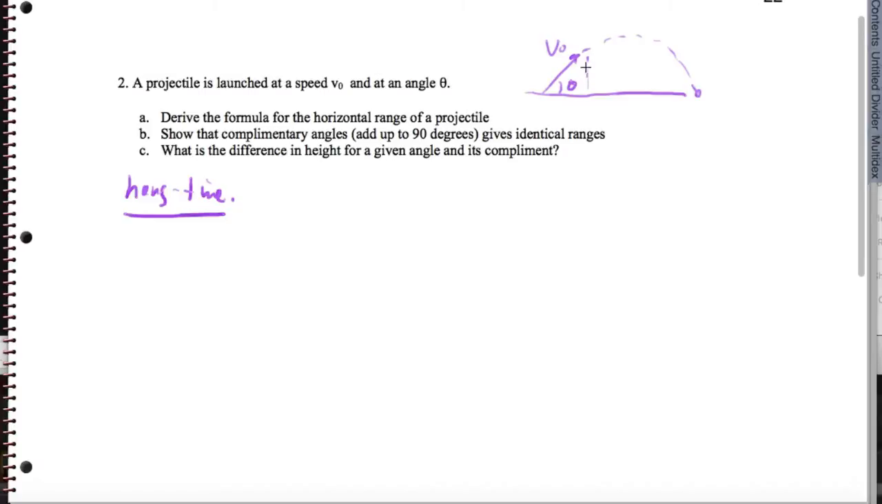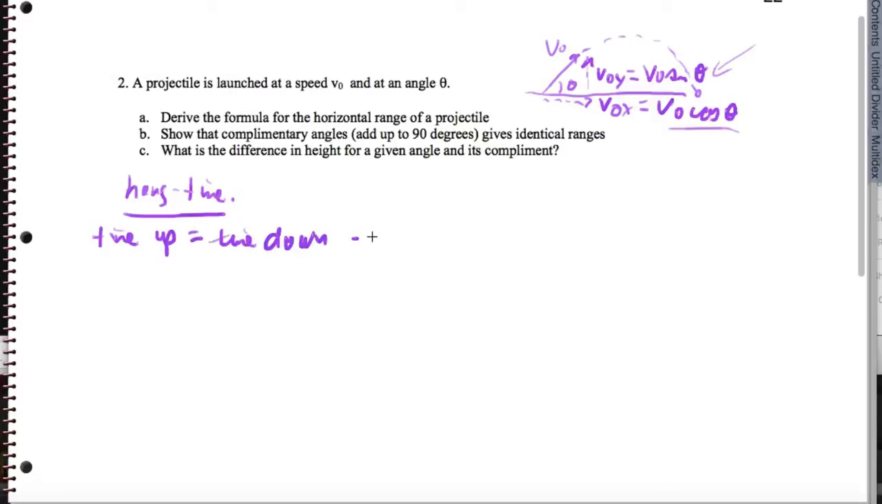I launch at v0 at an angle theta, and let's remember that v0 y is going to be v0 sine theta, and the horizontal component of the initial speed, v0 x, is going to be v0 cosine theta. This never changes because there's no acceleration in the x direction, but the vertical component does because we have gravity accelerating us. So let's get the hang time, and to do that, let's remember that the time up equals the time down. So let's get the time up, and we'll double it.